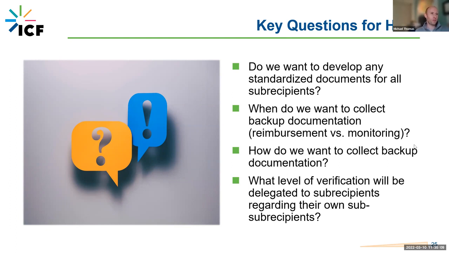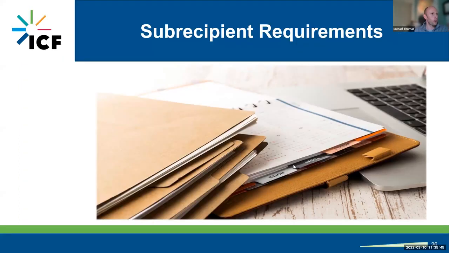And then what level of verification will be delegated to subrecipients regarding their own subrecipients? So, we know that your ESG funding usually goes to a locality and then that gets subgranted out to their local providers. So what we're saying here is, out of all the stuff we just talked about, how much of that do you want to push down to that first level subrecipient to enforce? So those are just some key things to think about as we're going through this and as you're figuring out how you want to handle these things. And I'm going to turn it back over to Gordon.